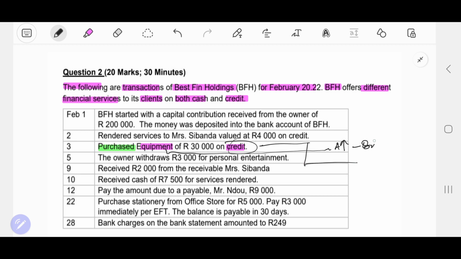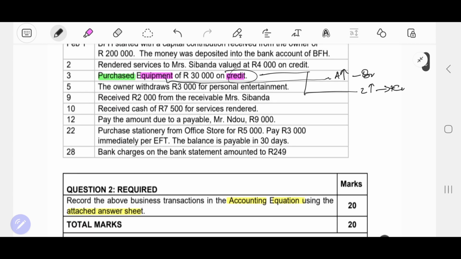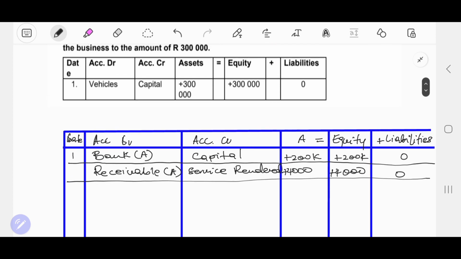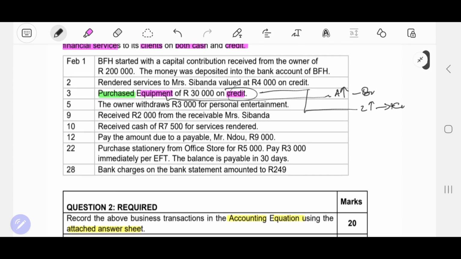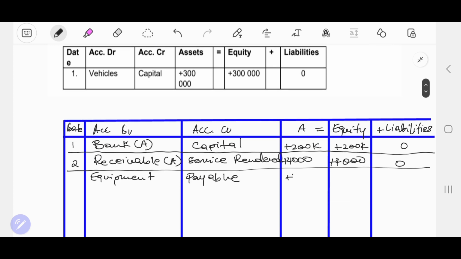So what does this mean? It means that our liabilities in the form of payables are going to increase. They will increase on the credit side. So what we are going to do is debit equipment, which is an asset. We are saying we bought equipment, and this equipment was bought on credit, so we are going to credit a payable. How much is this equipment that we bought? It's 30,000. This equipment was bought on credit, so here is an increase of liabilities by 30,000. Nothing affects equity.